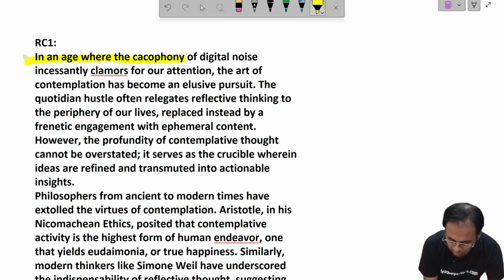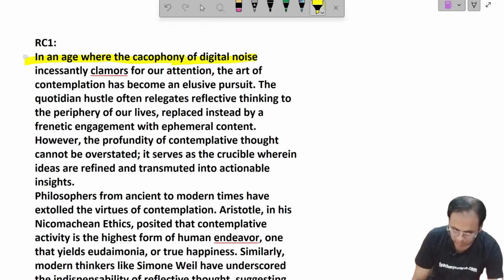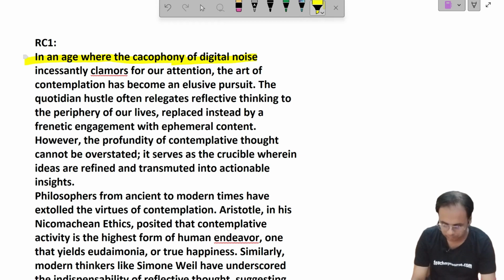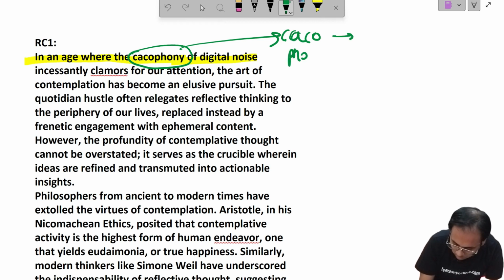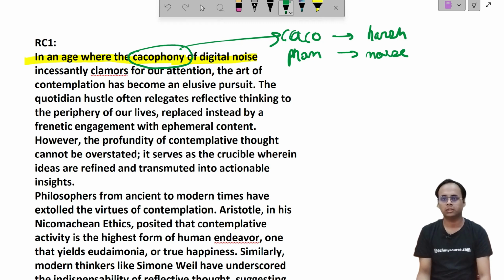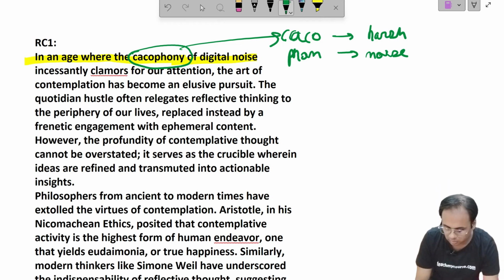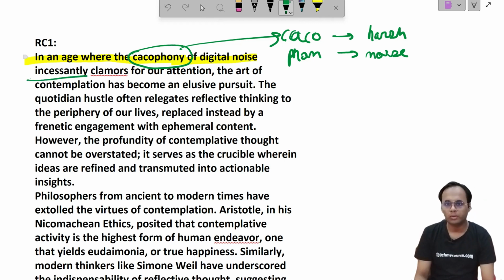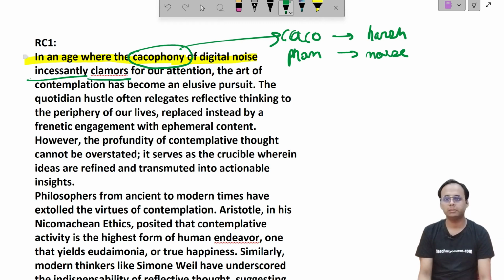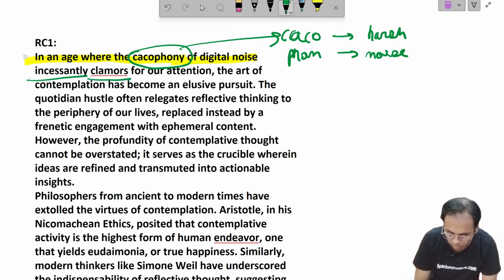In an age where the cacophony of digital noise, what is cacophony? We can just break it into 2 parts, caco and phone. Caco means harsh and phone means noise. So cacophony means harsh noise. So in the age where the cacophony of digital noise incessantly, which means without any end, clamors, which means demands, so it incessantly clamors for our attention.